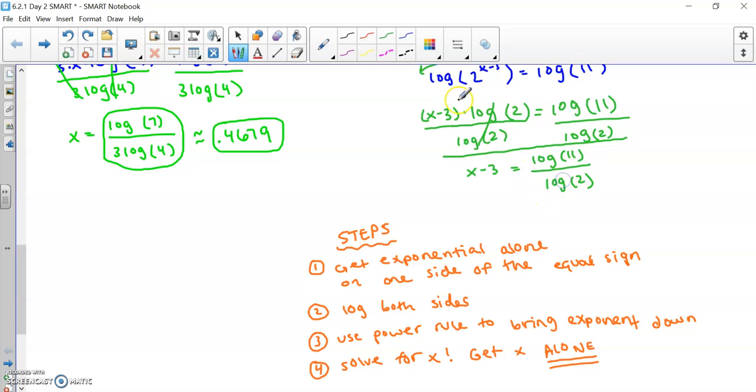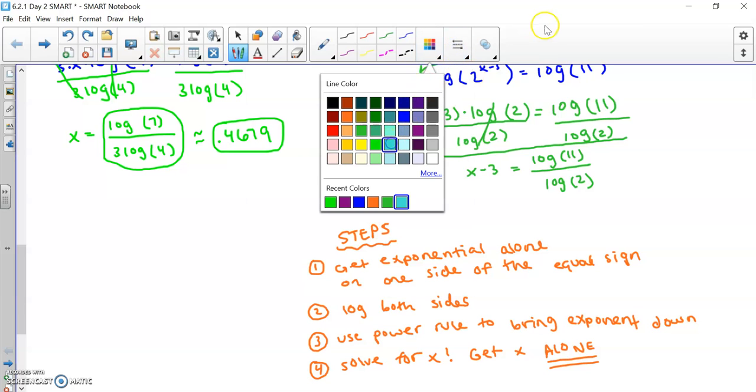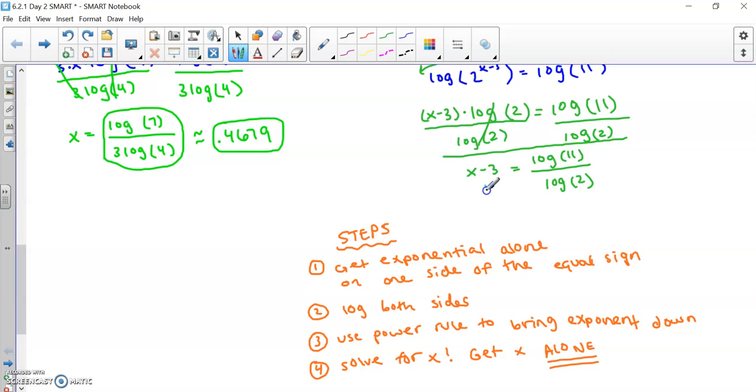All right, and now it's actually pretty simple from here. We just need to do one more thing to get x totally alone, and that means we need to move this 3 away. Okay, so that tells us that x is going to be equal to log of 11 over log of 2 plus 3. This is our exact answer. Or if we want the decimal approximation, we can type this in.